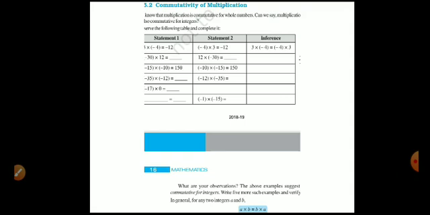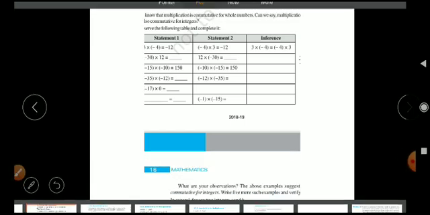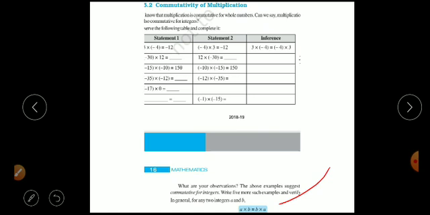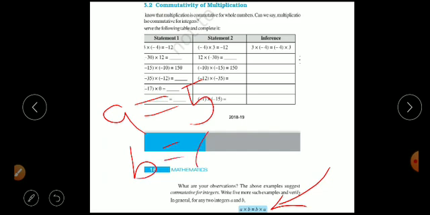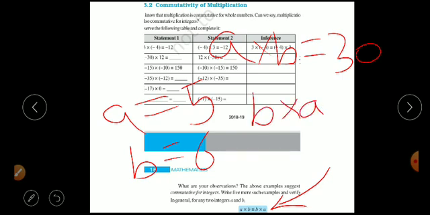Now the first property is the commutative property of multiplication. Here you see the commutative property: a into b equal to b into a. Suppose we take a equal to 5 and b equal to 6. Now what is a into b? 5 into 6 is 30, and b into a, that is 6 into 5, equal to 30. So this is our commutative property.